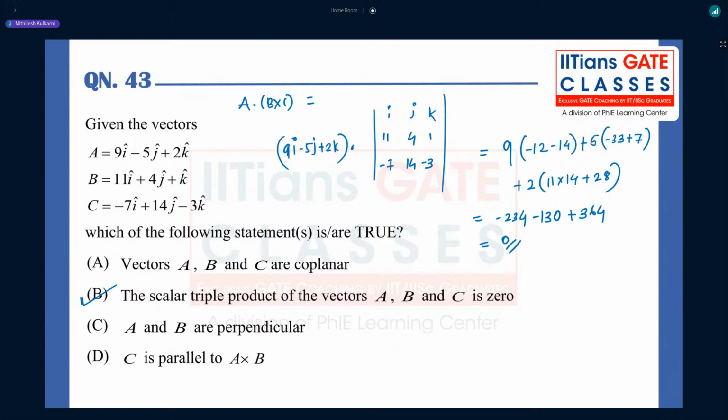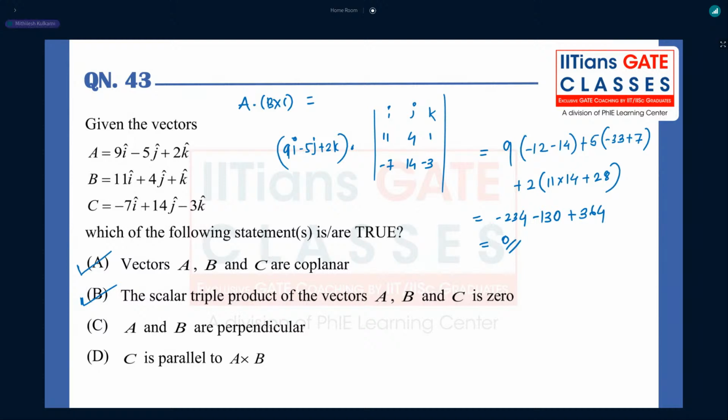And what about option A? That is also correct, because I already told you, if the scalar triple product of the vectors is 0, it means those vectors are coplanar. Okay, here options A and B are correct. Let's look into options C and D.